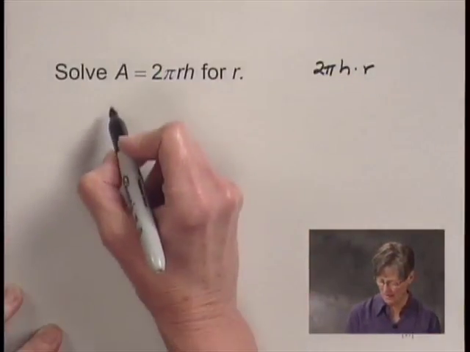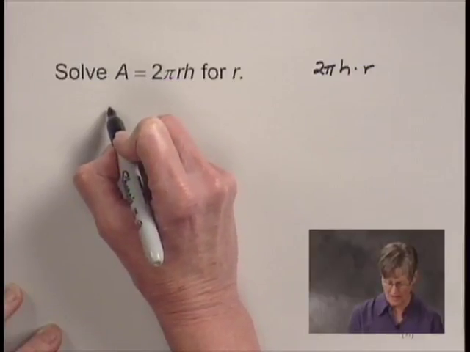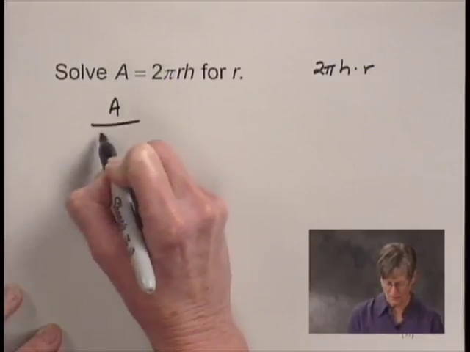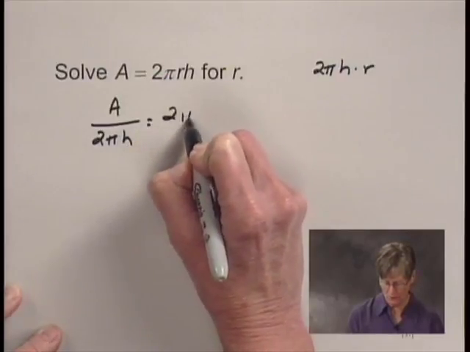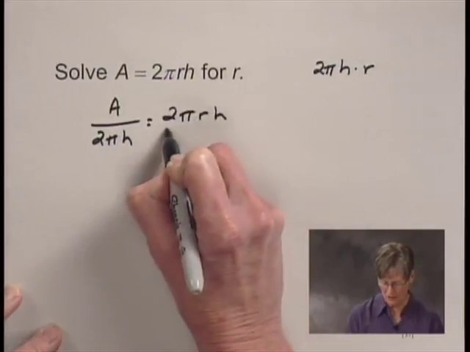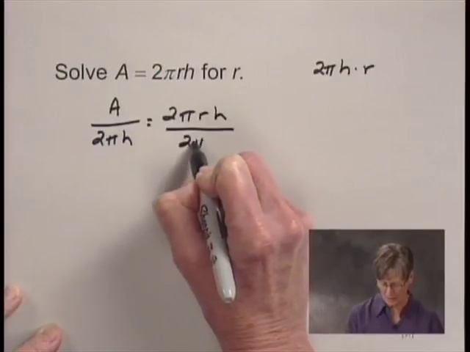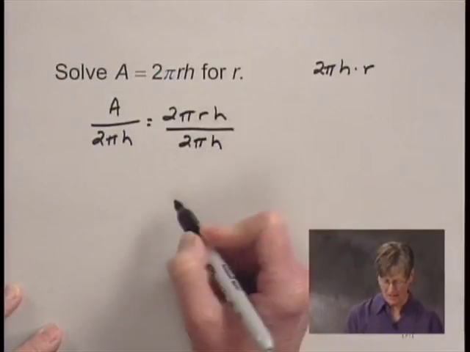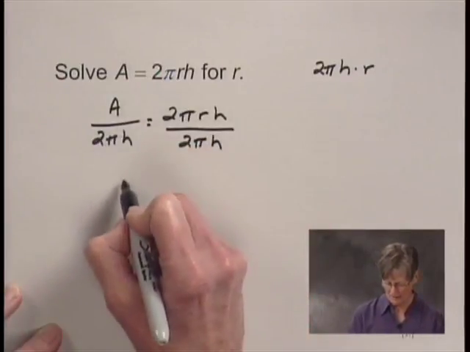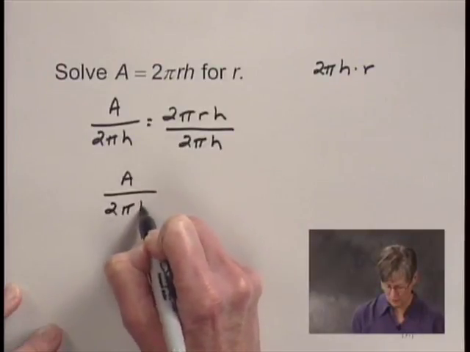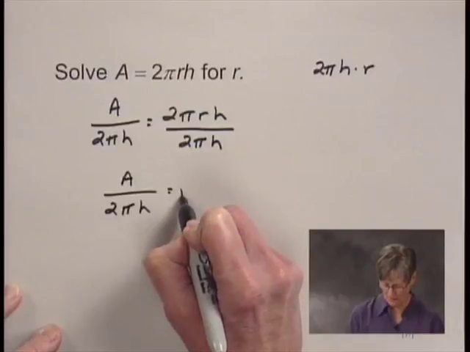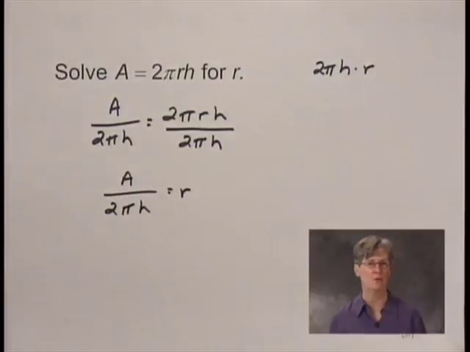So let's divide both sides by 2 pi h. So we have A over 2 pi h is equal to 2 pi r h, and I'm dividing this by 2 pi h as well. And on the left-hand side, I get just what I have written here now, A over 2 pi h, and that is equal to r. So we've solved this formula for r.